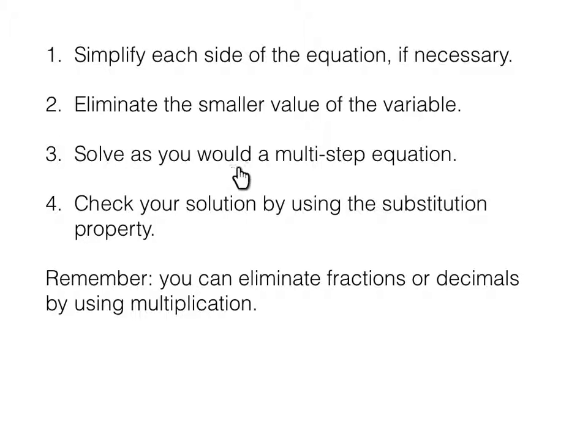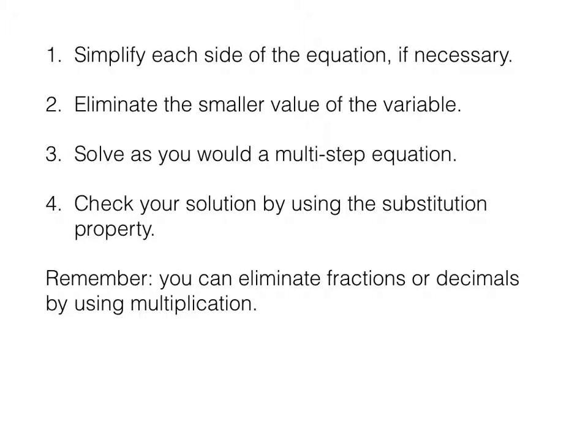Then you're going to solve as you would a multi-step equation, because at this point, once you do step 2, you no longer have variables on both sides. You only have them on one side. Finally, check your solution by using the substitution property and plugging that answer back in. And a reminder, you can eliminate fractions or decimals by using multiplication, like we saw in class.